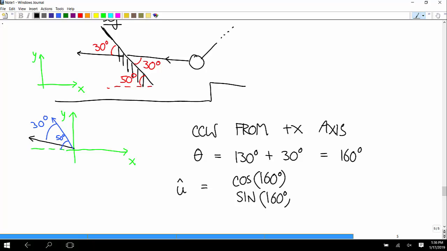And this way of doing it is, which is, I think I can do that. That's negative 0.940, 0.342.